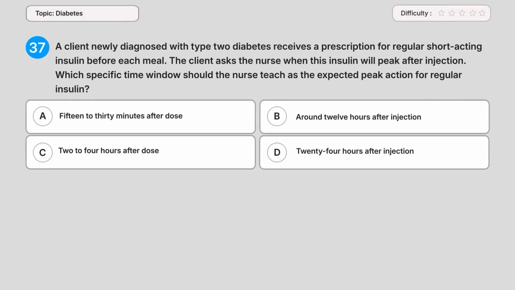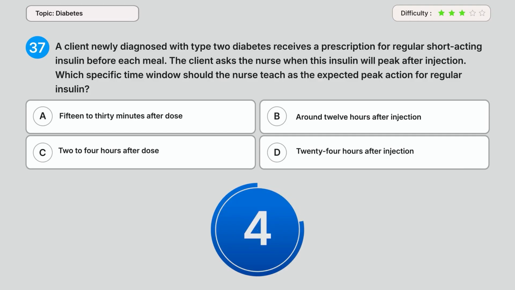37. A client newly diagnosed with type 2 diabetes receives a prescription for regular short-acting insulin before each meal. The client asks the nurse when this insulin will peak after injection. Which specific time window should the nurse teach as the expected peak action for regular insulin? A. 15 to 30 minutes after dose. B. Around 12 hours after injection. C. 2 to 4 hours after dose. D. 24 hours after injection.